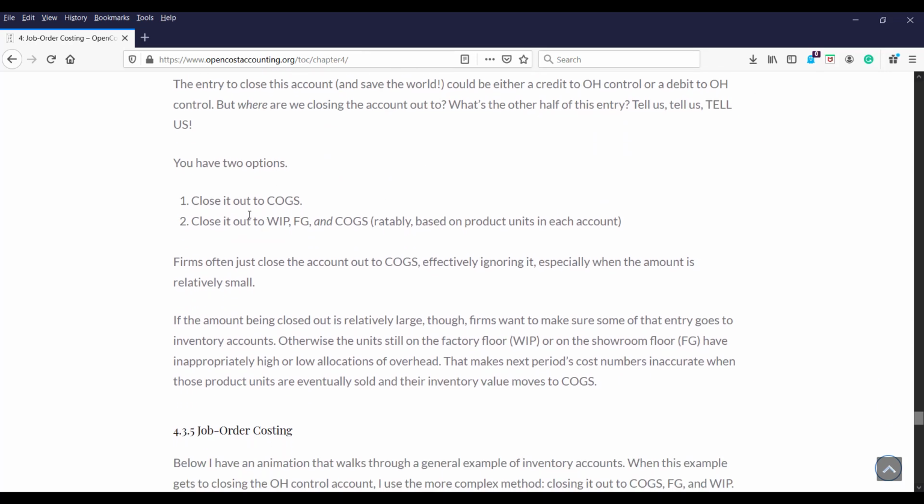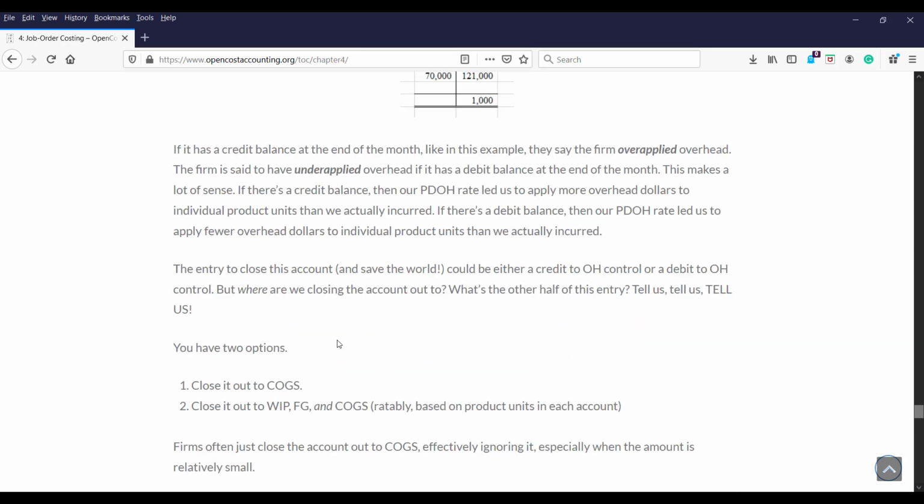Now we could ratably meter those $1,000 out to WIP, finished goods, and cost of goods sold based on how many product units are in each account. So let's say, for example, we have 2 units that are still in process, so there are 2 units represented by WIP, 2 units that are finished, but they haven't been sold yet, so there are 2 units represented by finished goods, and then we sold 6 units, so we have 6 units that are represented by cost of goods sold. Now we can say that we have 2 out of 10 units in work in process, 2 out of 10 units in finished goods, and 6 out of 10 units in cost of goods sold, because overall we have 10 units, 2 plus 2 plus 6. So we have 2 out of 10, 2 out of 10, 6 out of 10.